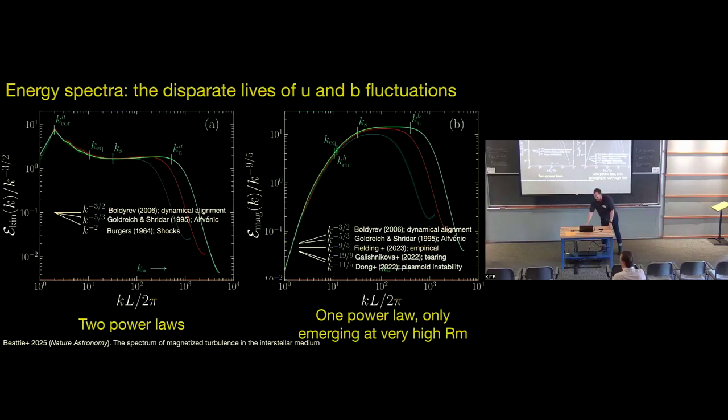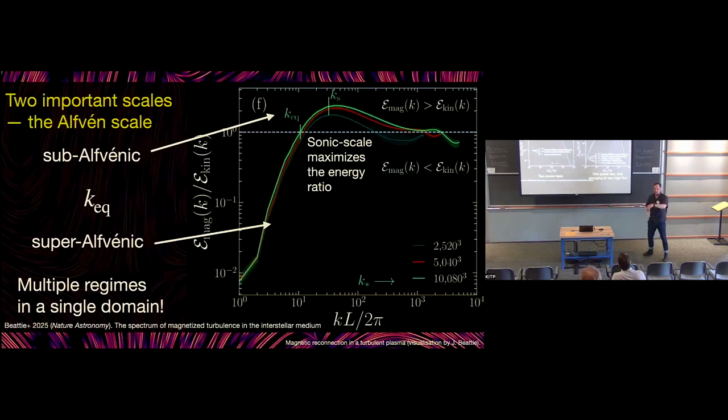But it's actually quite interesting, because when you plot the magnetic energy density over the kinetic energy density, you see that the sonic scale has the most magnetism. It's actually the peak of the magnetism. So I show that right here.